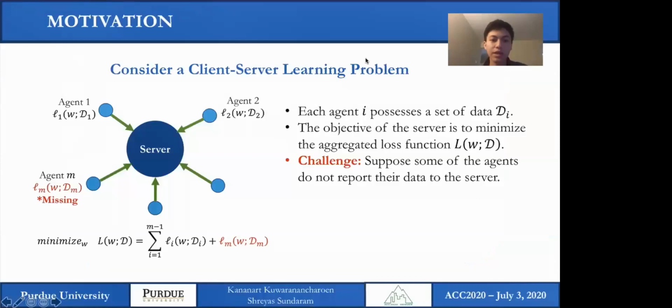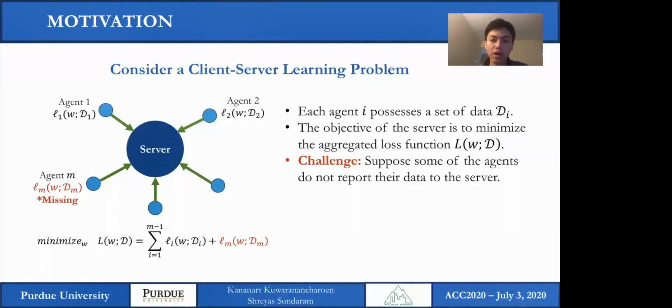First, I will discuss a learning problem as a motivation. Suppose there are m agents, and each agent holds the dataset d_i. The objective is to minimize the sum of the loss functions, or big L here, with respect to the common parameter w.